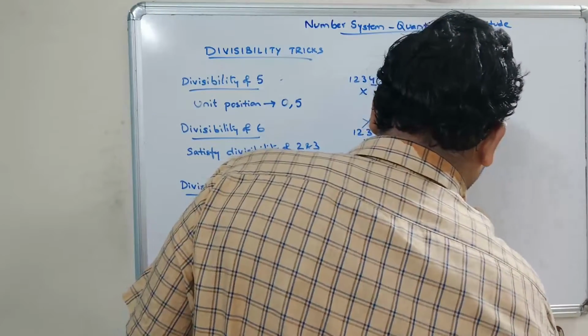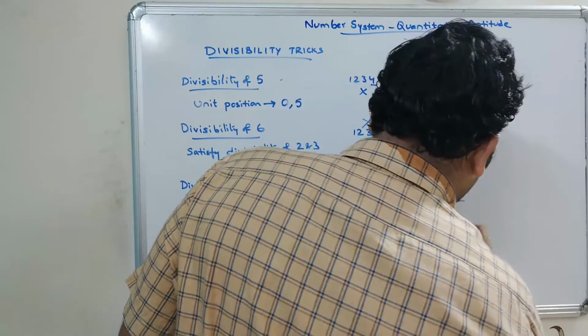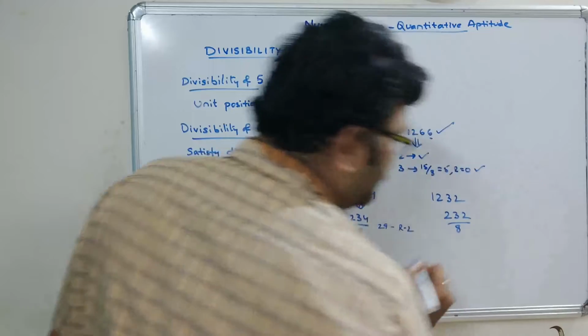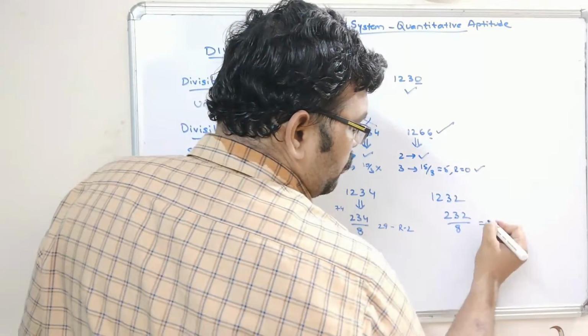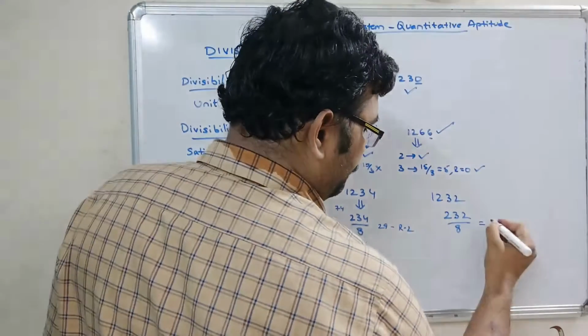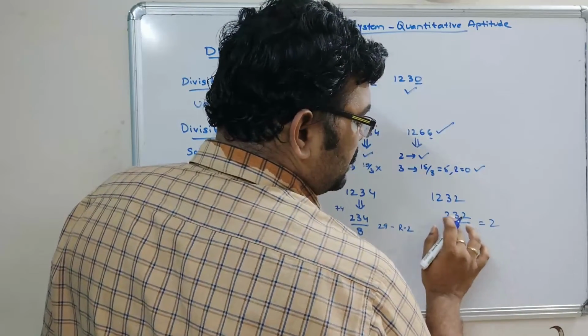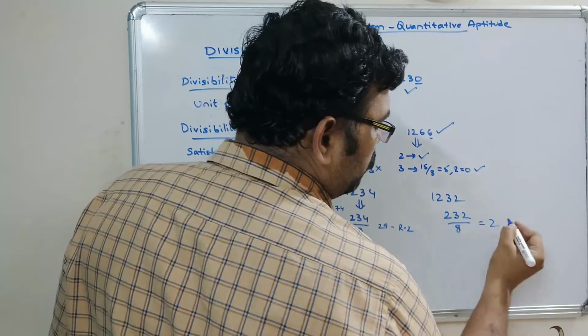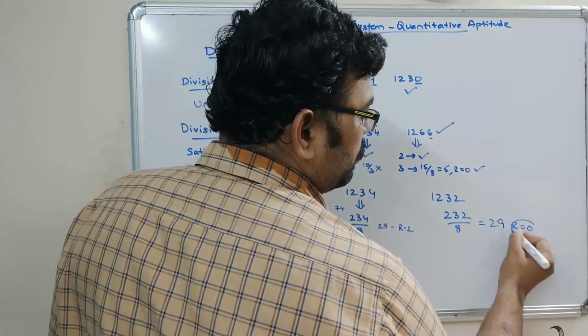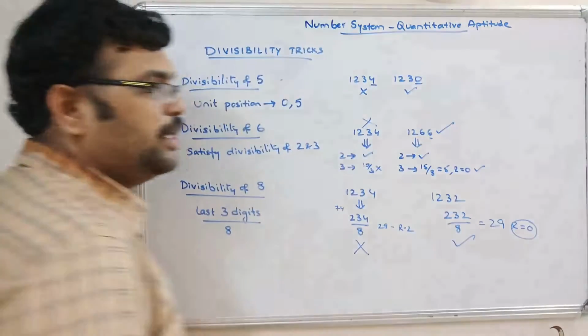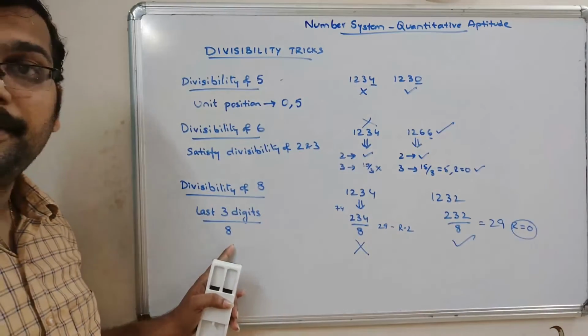Now 1232. The last 3 numbers are 232 divided by 8. 8 2s are 16, so 72. 8 9s are 72 and with a remainder 0. That implies 1232 is divisible by 8.